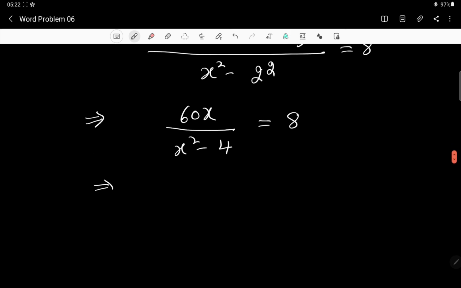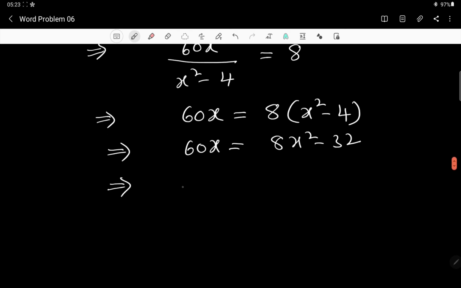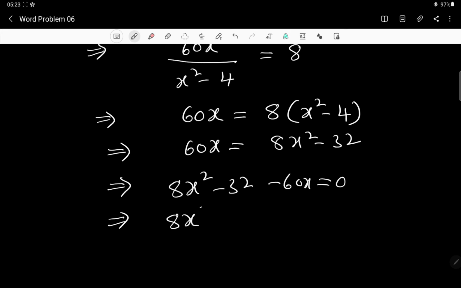All right, let me send this denominator to that side. 60x is equal to 8 bracket x square minus 4, right? Then afterwards 60x is equal to 8x square minus 32. Now bring this into standard form. That will be 8x square minus 32 minus 60x is equal to 0, and this can be written as 8x square minus 60x minus 32 is equal to 0.